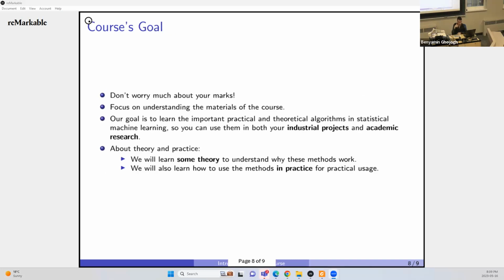And don't worry much about your marks. For those of you who were not in the other course, this is my approach of teaching. Twofold. One thing, I try to teach with high quality, at least in my opinion. So it might have some theory too, but you don't need to be afraid. Why? Because the second fold is that I take it easy in assessment.